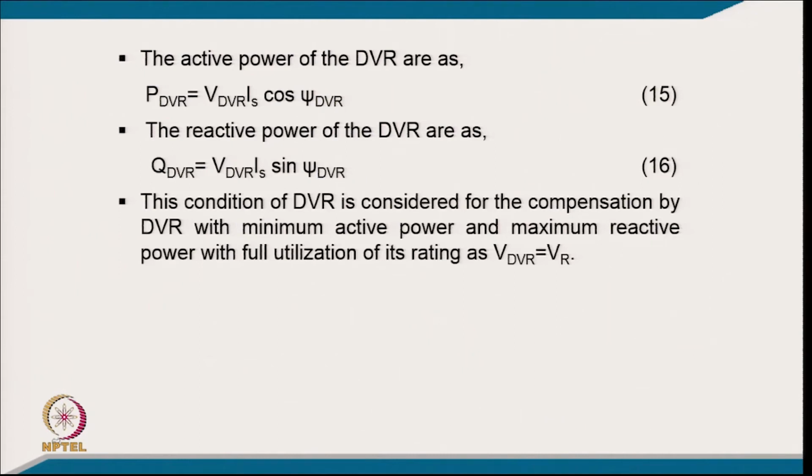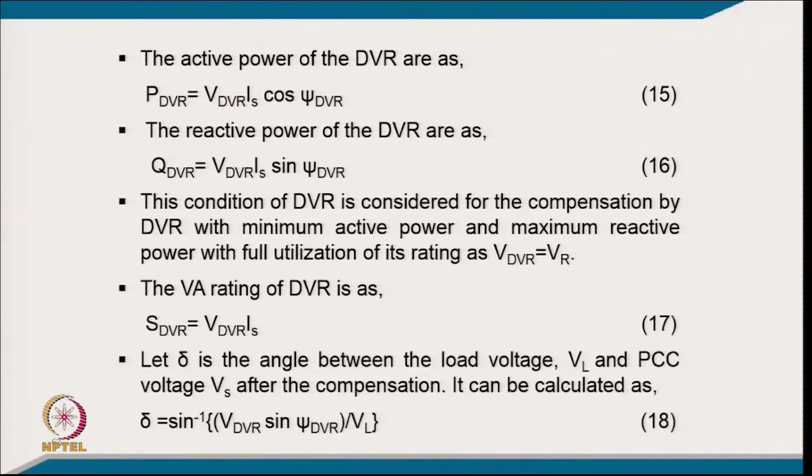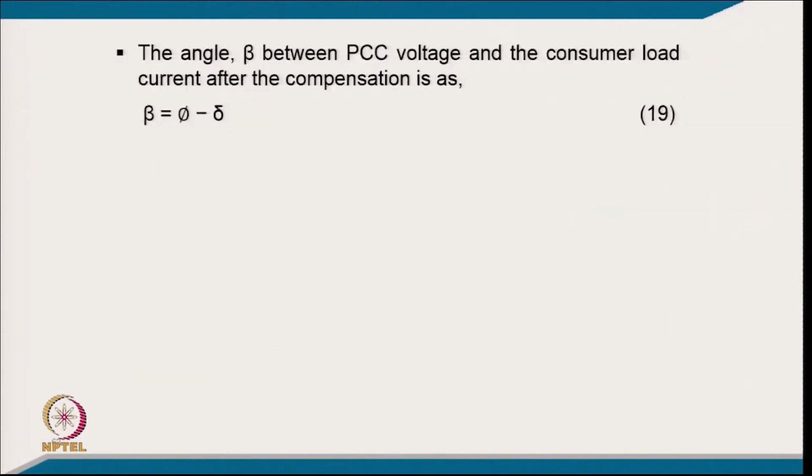So, this condition of DVR is considered for the compensation by the DVR with minimum active power and maximum reactive power, full utilization of its rating, as V DVR equal to VR. And the rating of DVR is S DVR equal to V DVR and IS. Let delta be the angle between the load voltage VL and PCC voltage Vs after the compensation. It can be calculated as delta equal to sine inverse of Vs V DVR sin phi DVR divided by VL, because that is the angle between V DVR and VL. And the angle beta between the PCC voltage and the consumer load current after the compensation is beta equal to phi minus delta.